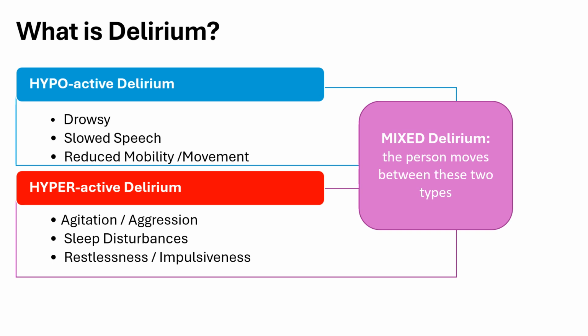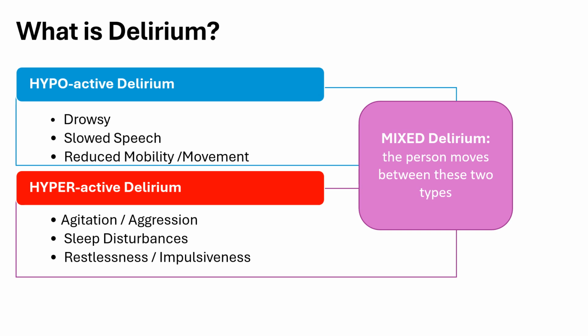Hypoactive delirium tends to make a person withdrawn, drowsy and quiet. Symptoms can include poor concentration, slowed speech, reduced mobility or movement. Hyperactive delirium can make a person agitated, restless and sometimes aggressive. Symptoms can include delusions, hallucinations, sleep disturbance or impulsiveness. Mixed delirium occurs when the person moves between these 2 types.